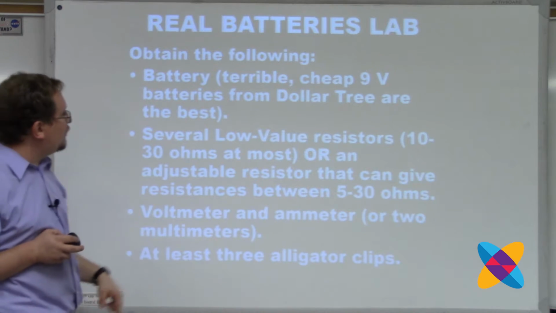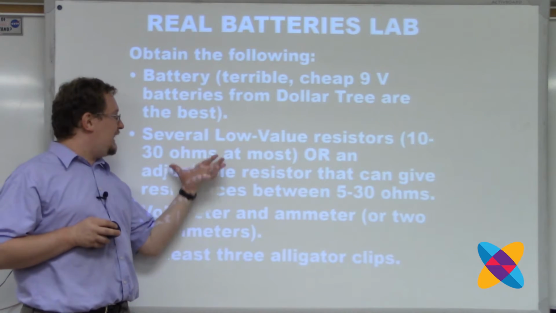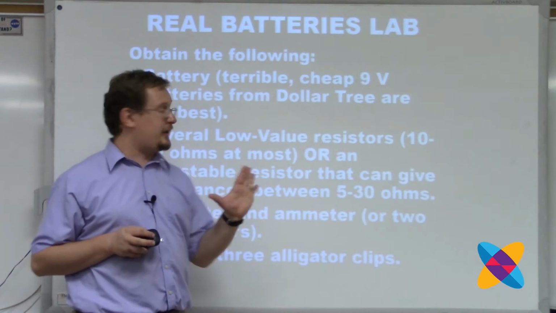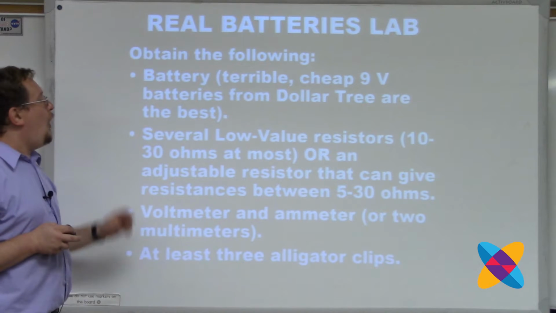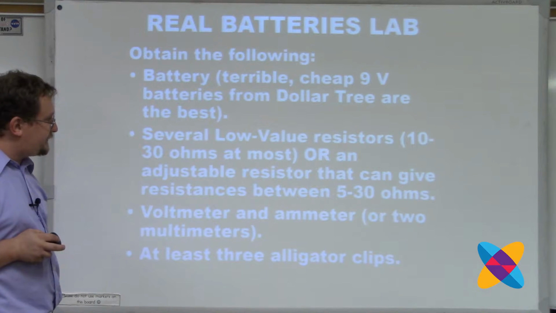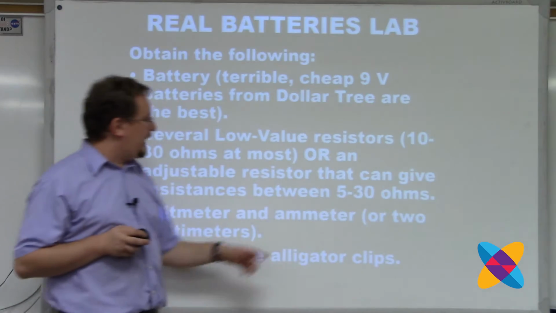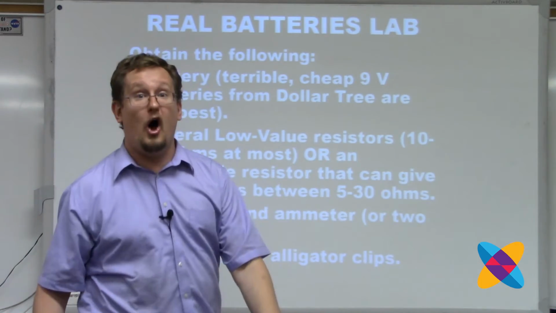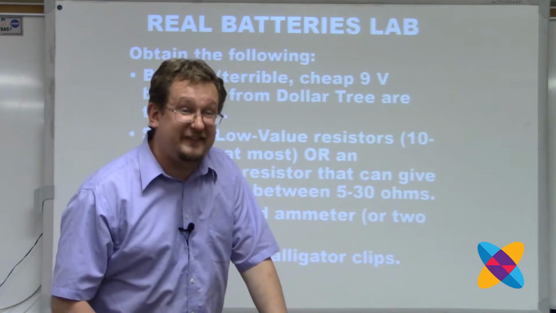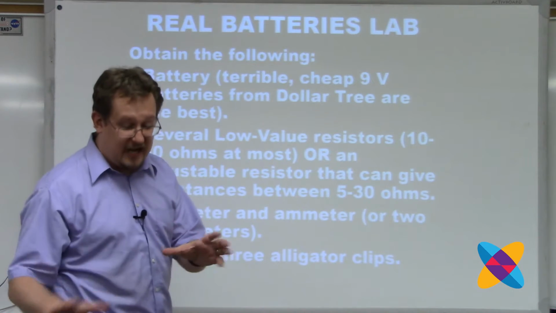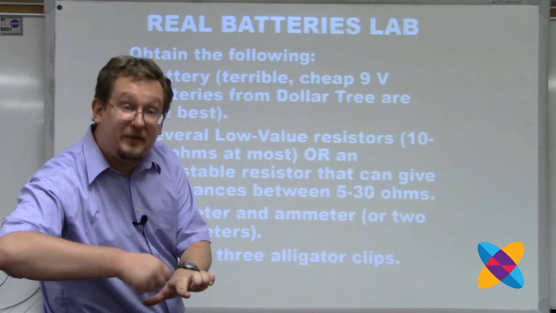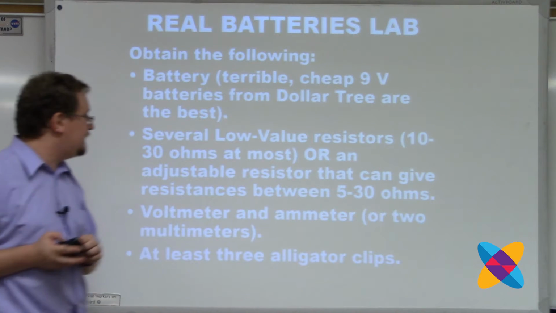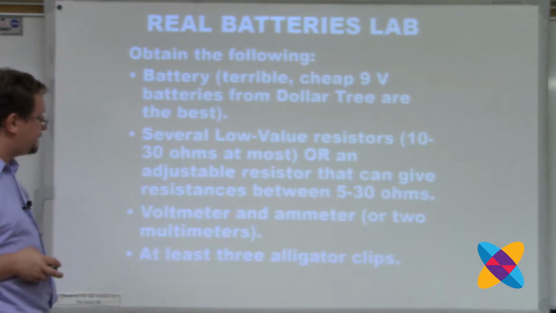Okay, several low-value resistors. I would get 10 to 30 ohm resistors at least. Each lab setup probably needs 5. Or get an adjustable resistor that can give a resistance between 5 and 30 ohms. Do you need to know the value of the resistor? Not at all. You will not measure the resistance in this lab. So you can just get a resistor, potentiometer or variable resistor that can go between 5 and 30 ohms. That's all you need to do. You don't even need to know the number of ohms on each trial.